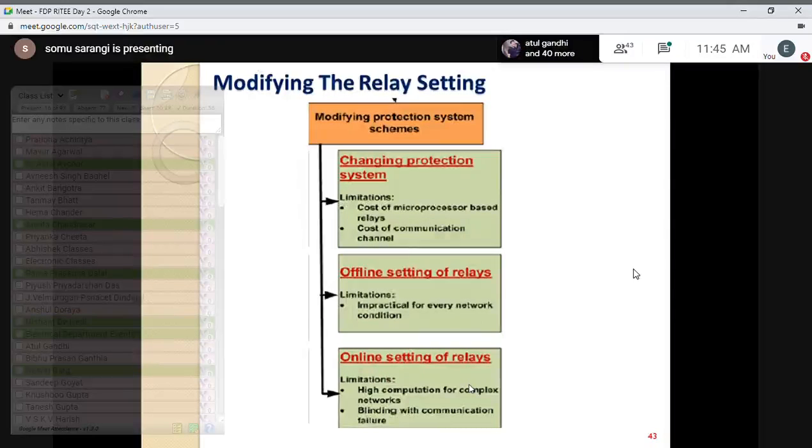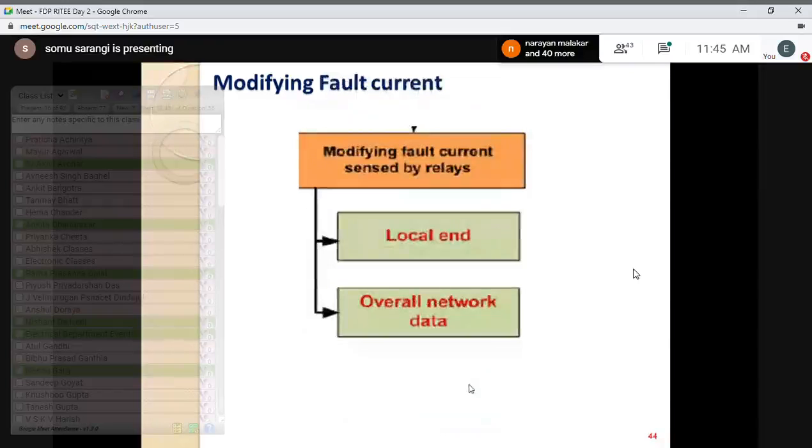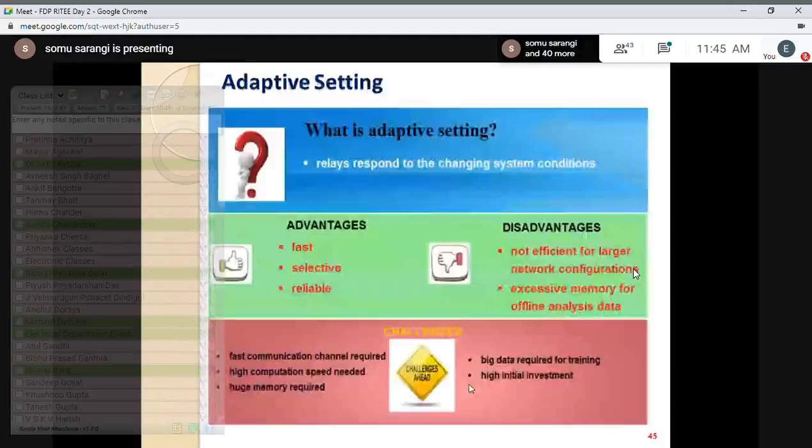Modifying the relay setting, I already discussed that the differential relay may be applicable, but it will increase the cost of the communication system. Online setting of the relay puts a high computational burden on the system, so it cannot be applied at every place of the distribution system. So this is where we use the overcurrent relay, and we'll design a new technique which modifies the overcurrent relay principle.